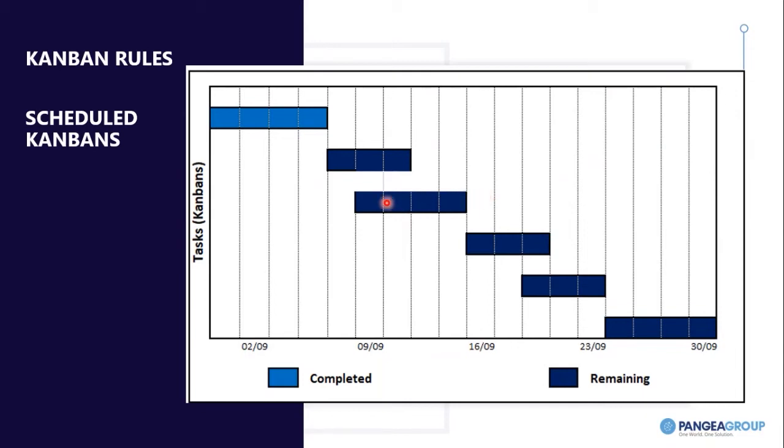For example, in the graphic that we are seeing right now, it describes a basic scheduling of a production that needs to be completed in a month. So we can see this light blue, which represents what is already completed, and this dark blue represents what is remaining, and from which date to which date it should be completed.